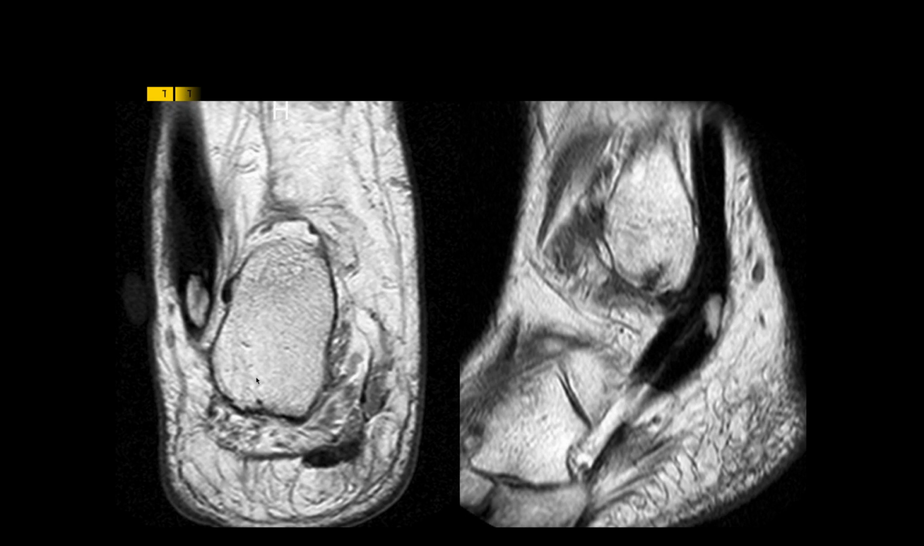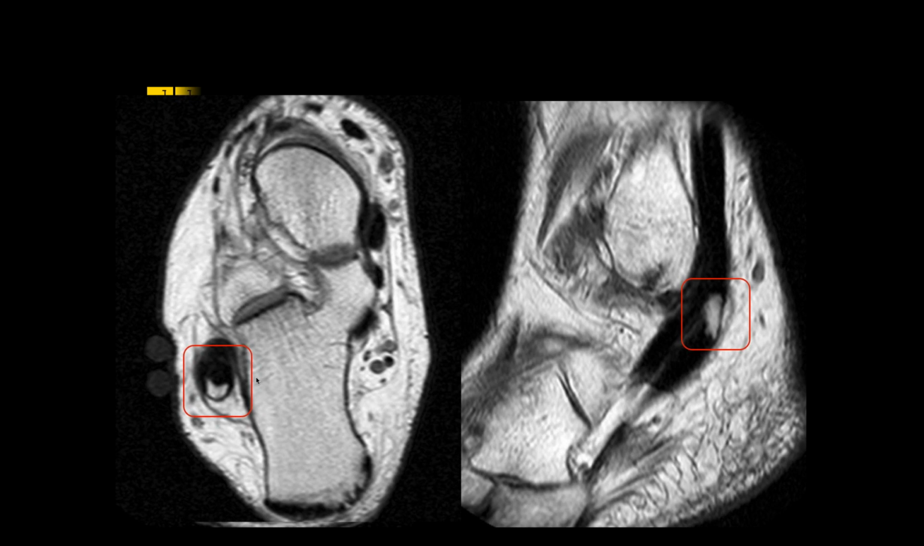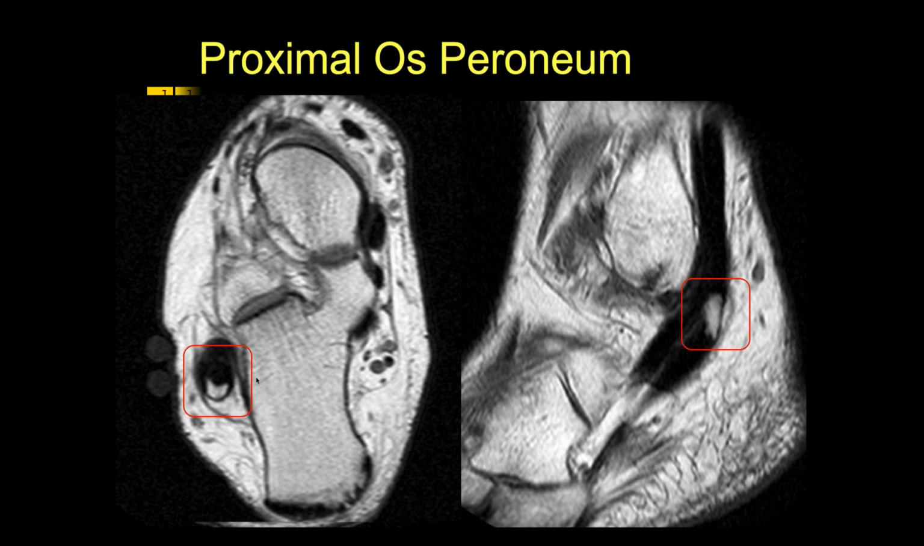So here we can see a corticated ossific fragment in the peroneus longus, but it's not where we would expect it for an os peroneum. It's much more proximal, so I would still be concerned about a tear with retraction of the os peroneum. You have to look distally and see.